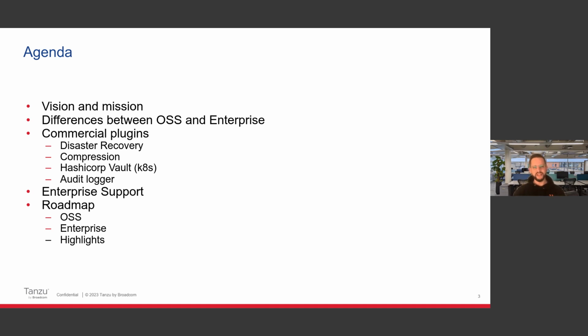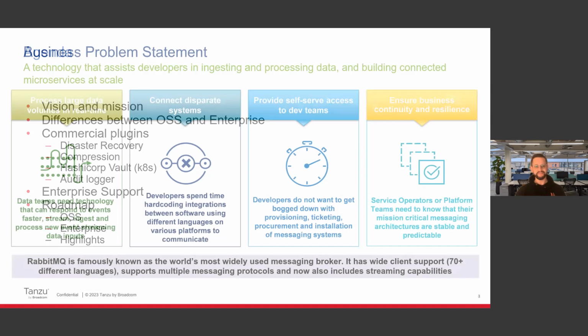We're going to cover some of the differences between the open source software and the enterprise edition. Then we're going to do a deep dive on some of those commercial plugins and features that are useful for using RabbitMQ at scale. We've got a couple of new ones in there for you as well. We're going to cover off support and how you can get support not only for your open source RabbitMQ, but also for the Tanzu edition. And then we're going to go on to the roadmap, so stay tuned for things coming up in the future.